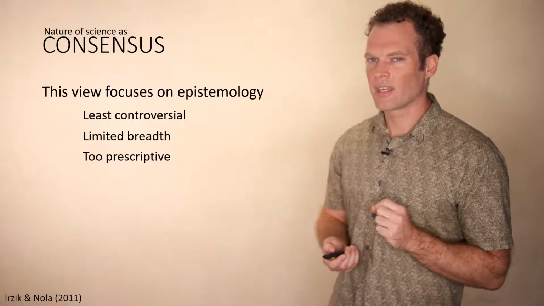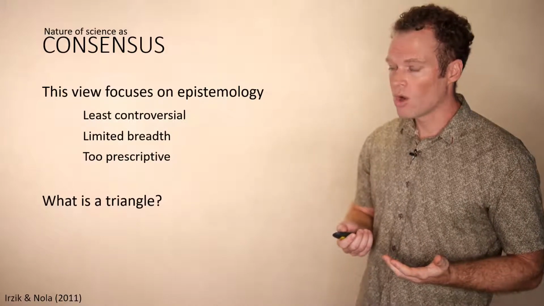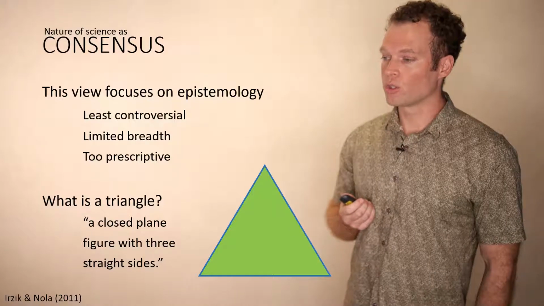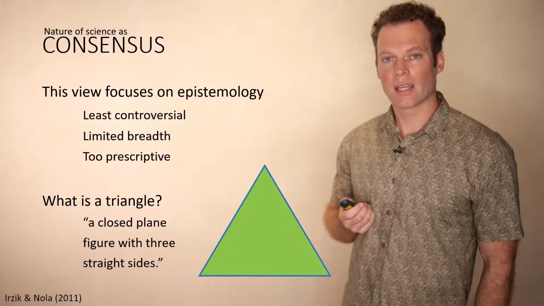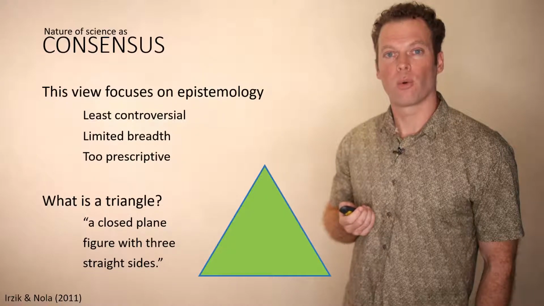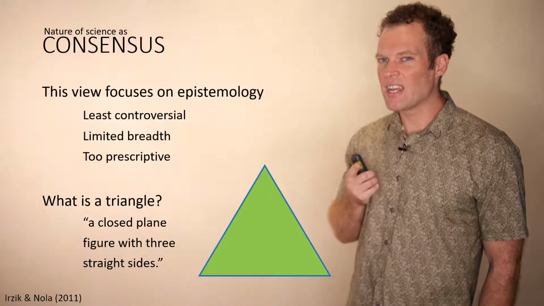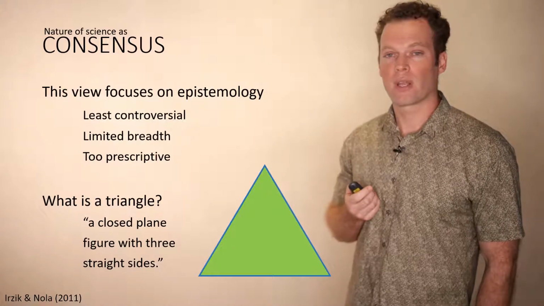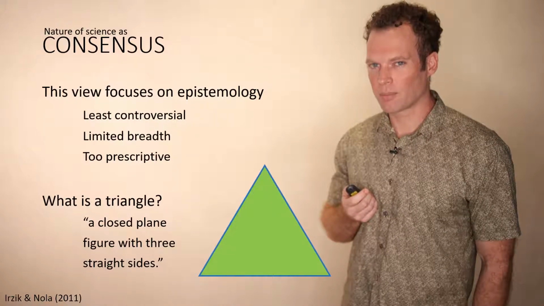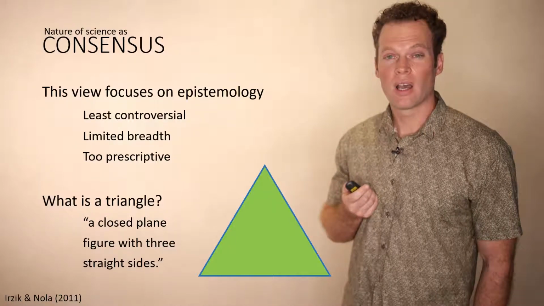And Erzik and Nola gave the example of the definition of a triangle. So what is a triangle? Well, a straightforward definition is that a triangle is a closed plane figure with 3 straight sides. People who have studied geometry would probably agree with that definition. There would be consensus about that definition. And such a narrow and prescriptive definition is appropriate to describing a triangle because a triangle is a fairly simple concept. Is it fair to apply a similarly prescriptive consensus view of science?